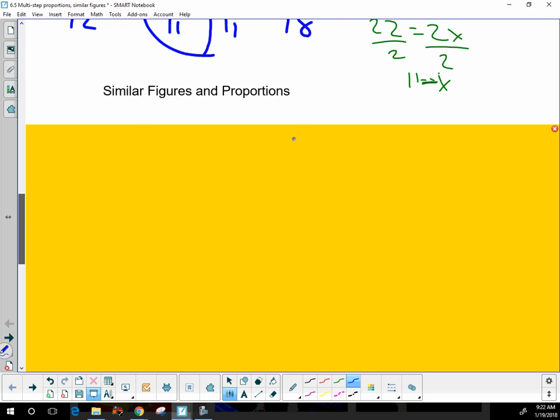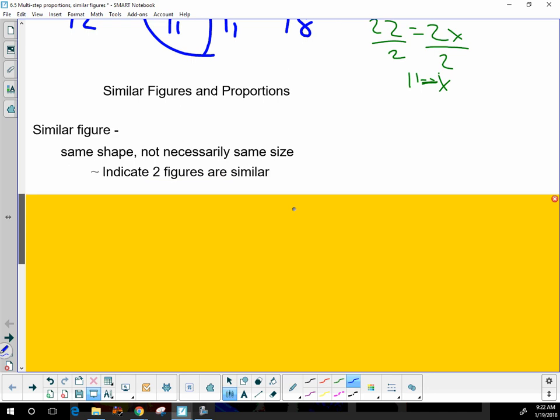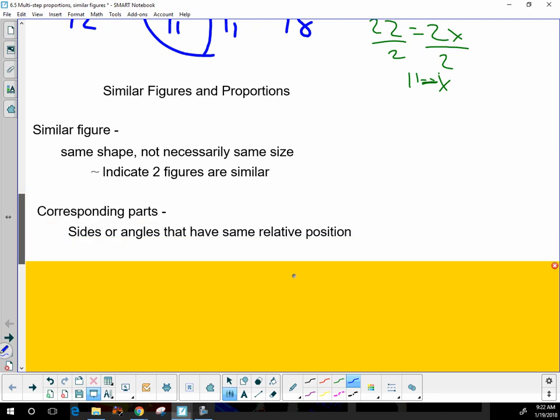Let's talk about using proportions to solve similar figures. I think we've done some of these, but it's always good to review the process. These items are the same shape, but not necessarily the same size. And we have to indicate and figure out that 2 figures are indeed similar. Corresponding parts. That's very fancy for the sides or angles that have the same relative position.